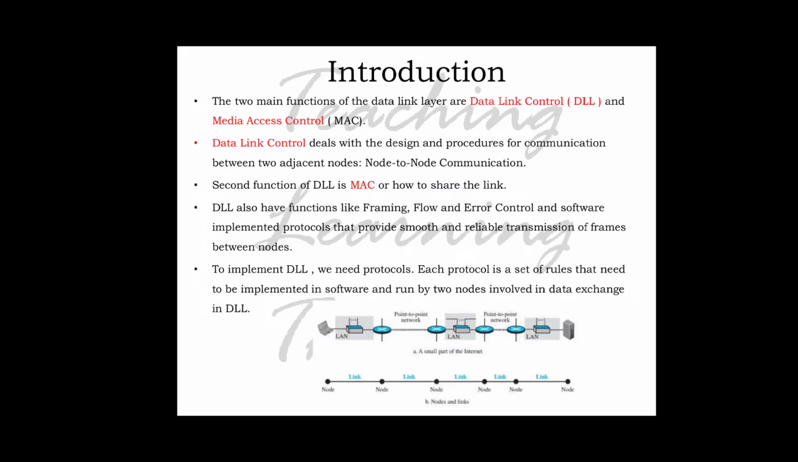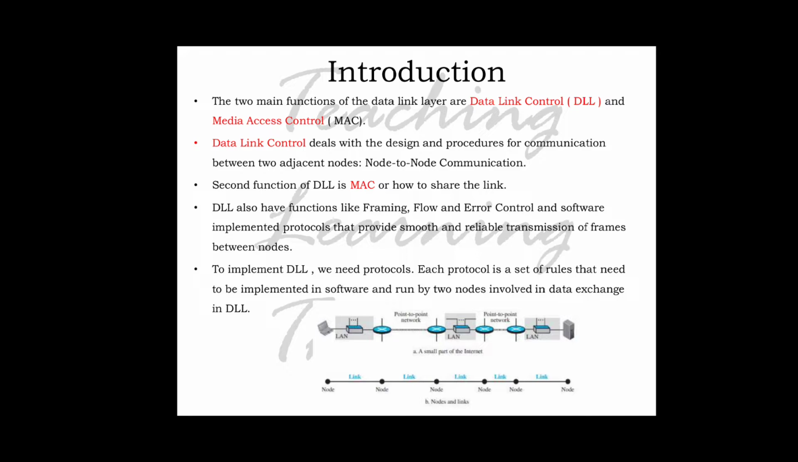So this is the introduction. Before, we have already discussed the physical layer and types of transmission, everything in the first module. Today we are going to start our second module topic, the data link layer. The data link layer has two main functions: one is data link control, and the second is media access control, MAC.